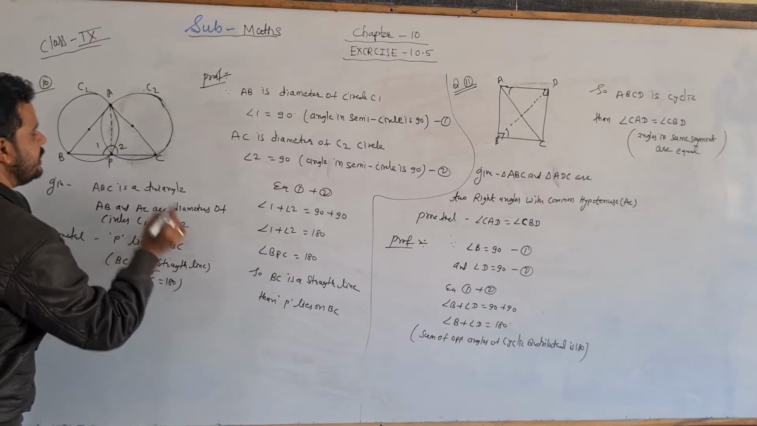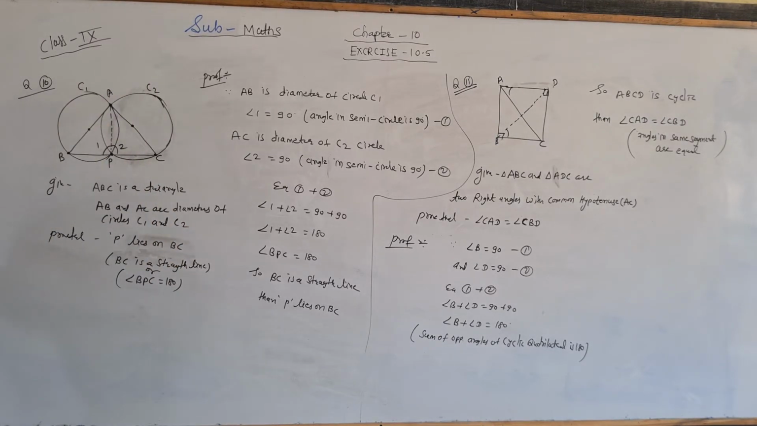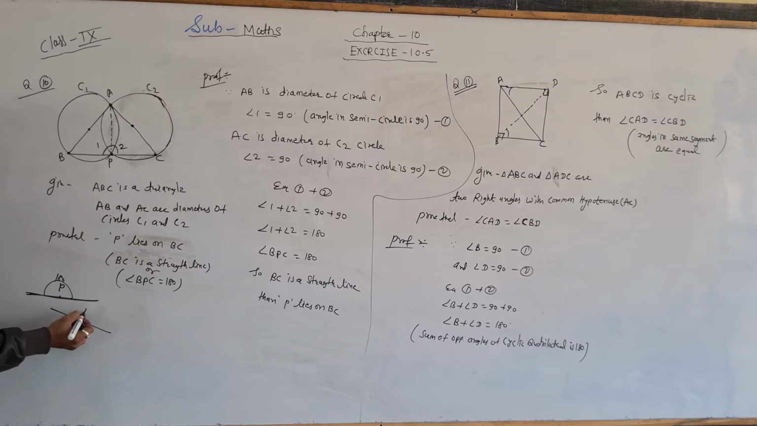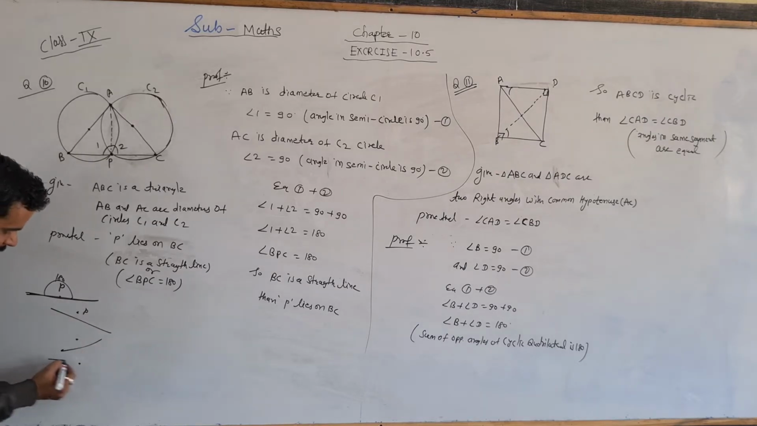These are the diameters of C1 and C2. Then we have to prove that P lies on BC. If this point P lies on BC, when will it lie? When BC is a straight line. If the line is even slightly bent, then P is not lying on this line. If the line is like this, it will also not lie. It means P will lie when BC is a straight line.